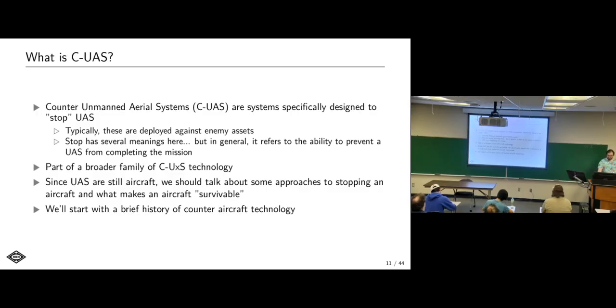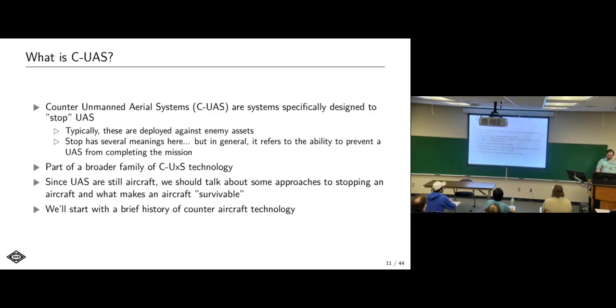So this is a part of a broader family of CUxS technology, which includes anti-ground, anti-submersible, anti-air. This is a whole family of technologies and techniques, and there's a lot of overlap. A lot of the same technologies that apply to taking out a drone with CUAS also apply to taking out a UGV or submersible. I guess it applies in space to a degree, but no one's really doing that yet.